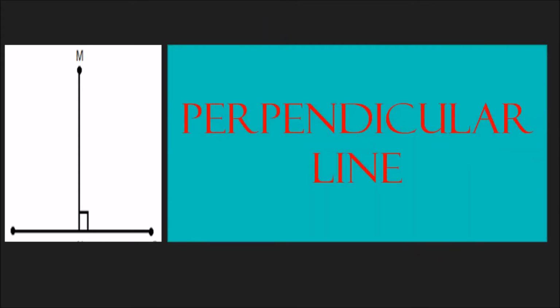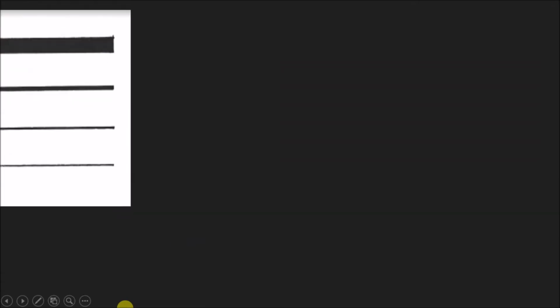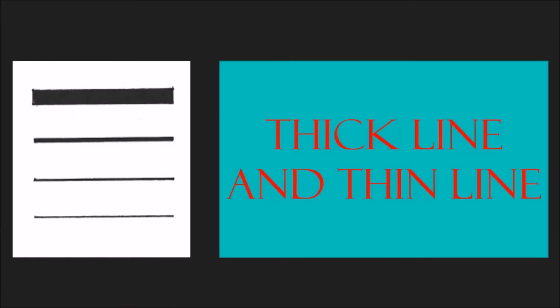Next is perpendicular line. Perpendicular lines are two lines which meet at a right angle, that is 90 degrees. Next is thick and thin line. Next is dotted line, a line made up of dots or dashes.